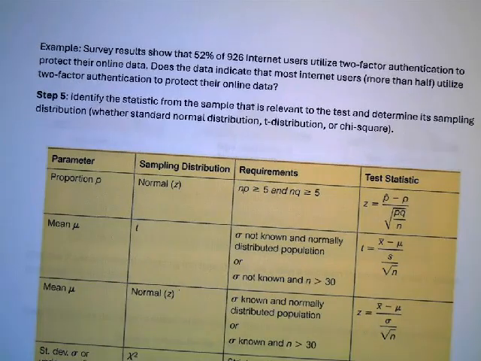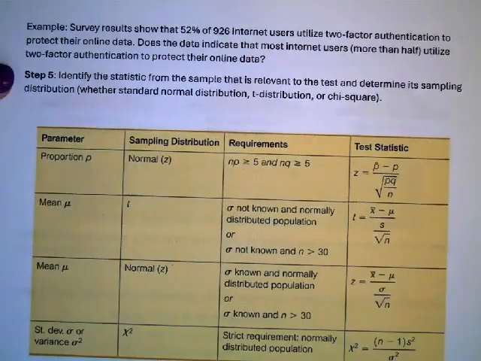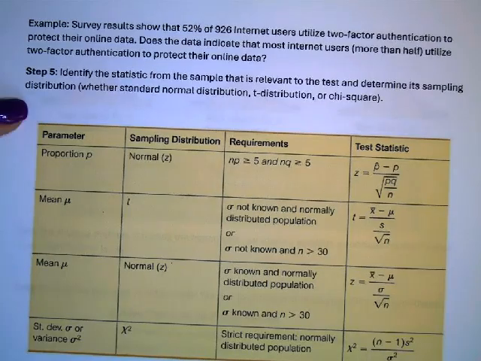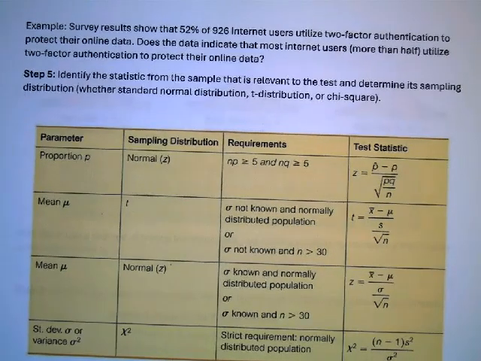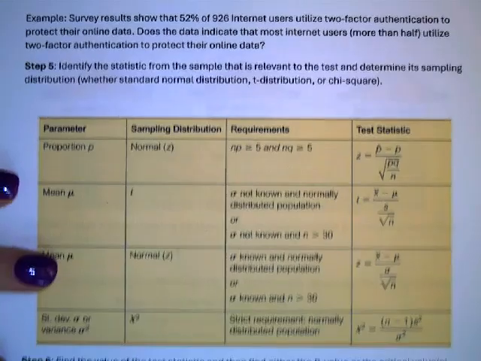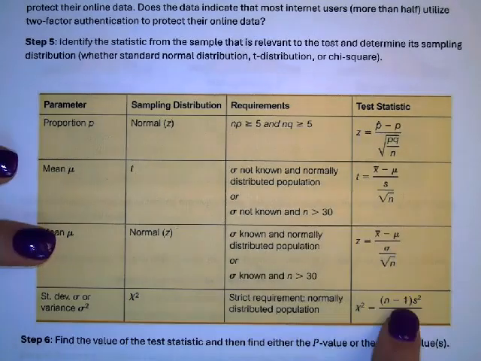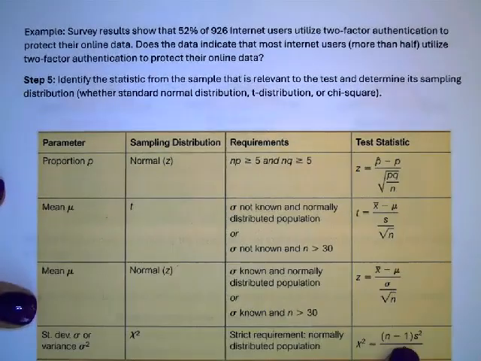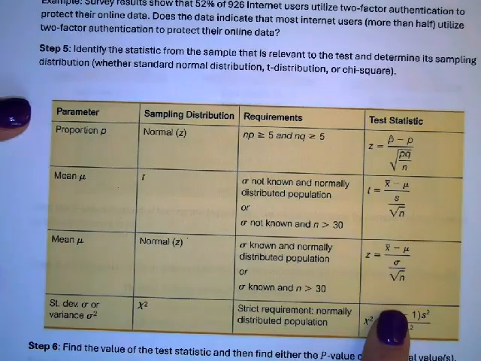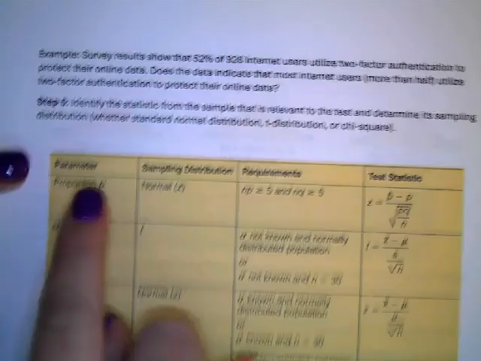So you don't have to read the top part again. I just kept the example problem at the top of the page so you can refer back to it if you need it. This says to identify the sample statistic that is relevant to the test and determine its sampling distribution. So in chapter 7, we talked about standard normal distributions, t-distributions, chi-square distributions, and we found test statistics from those, and we use these different formulas. So now what we want to do is identify, based on the information given, which of these formulas would be appropriate.